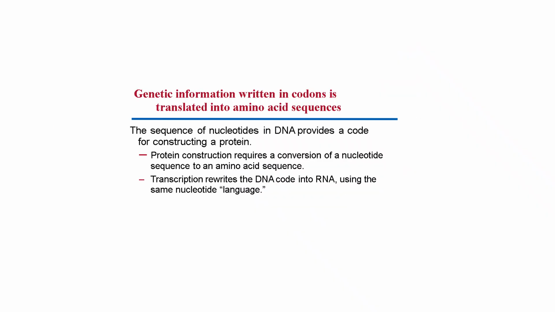Genetic information is organized into codons, which are triplets of nucleotides. Each codon specifies a particular amino acid, ensuring that the correct sequence is built during protein synthesis. This precise system allows the DNA code to be faithfully converted into functional proteins.